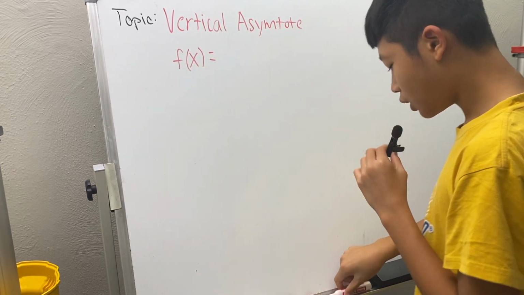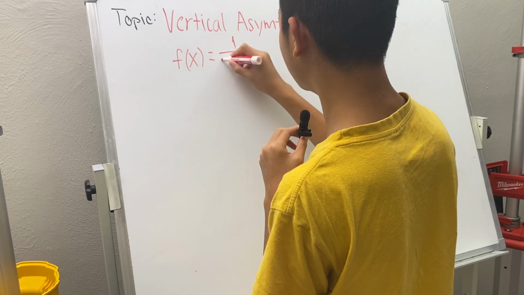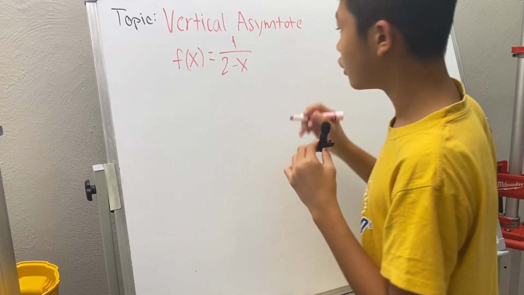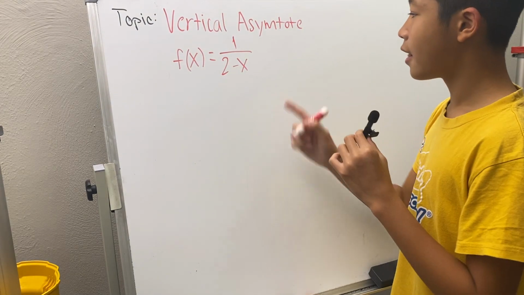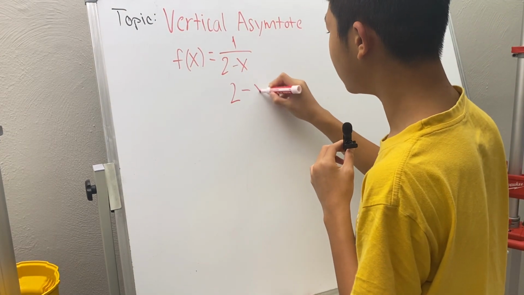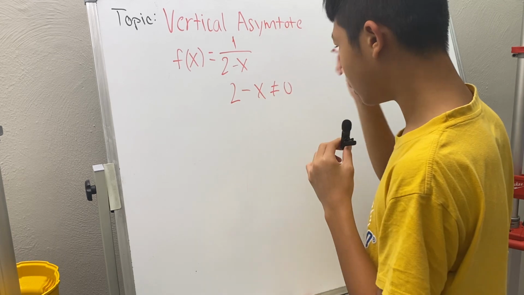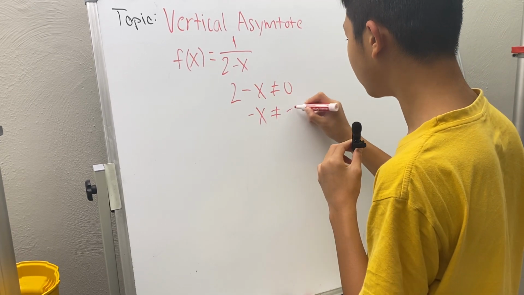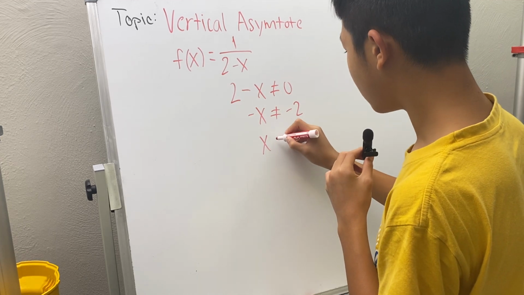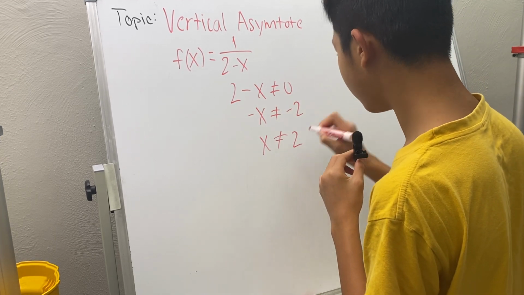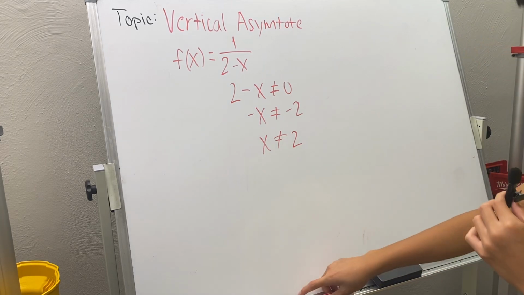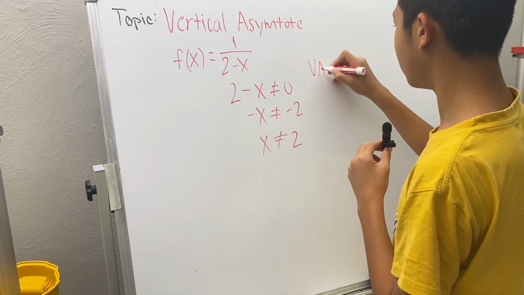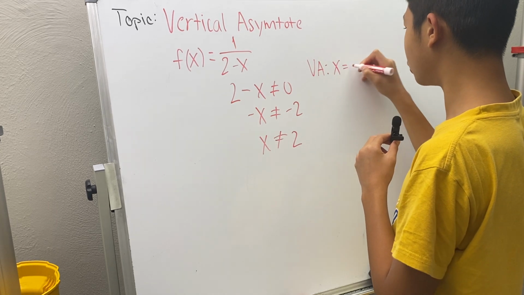Next one, let's say 1 over 2 minus x. Well, okay, you know that the bottom cannot be 0. Let's move the 2 to the other side. So negative x not equal to minus 2. So x not equal to 2. So the VA is at x equal to 2.